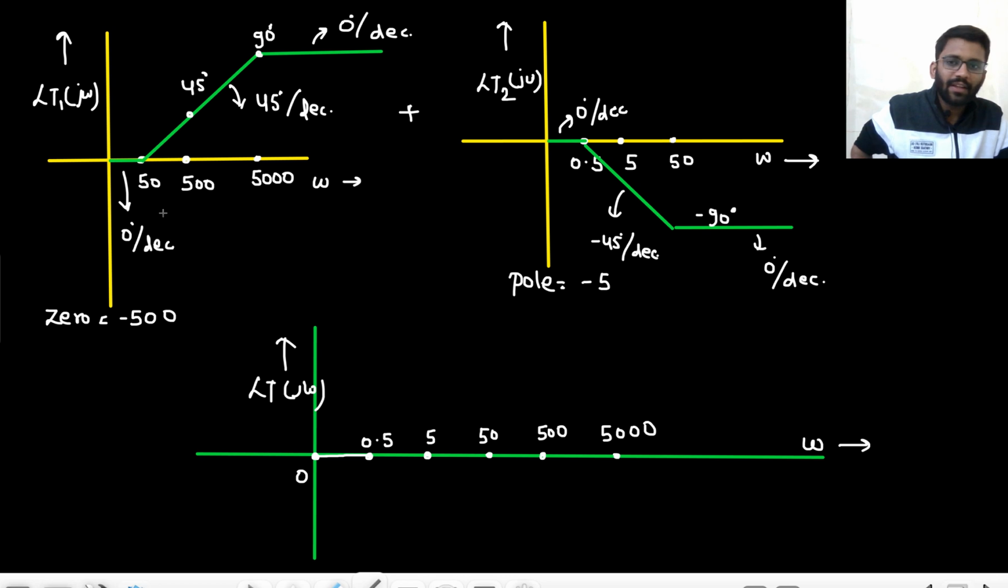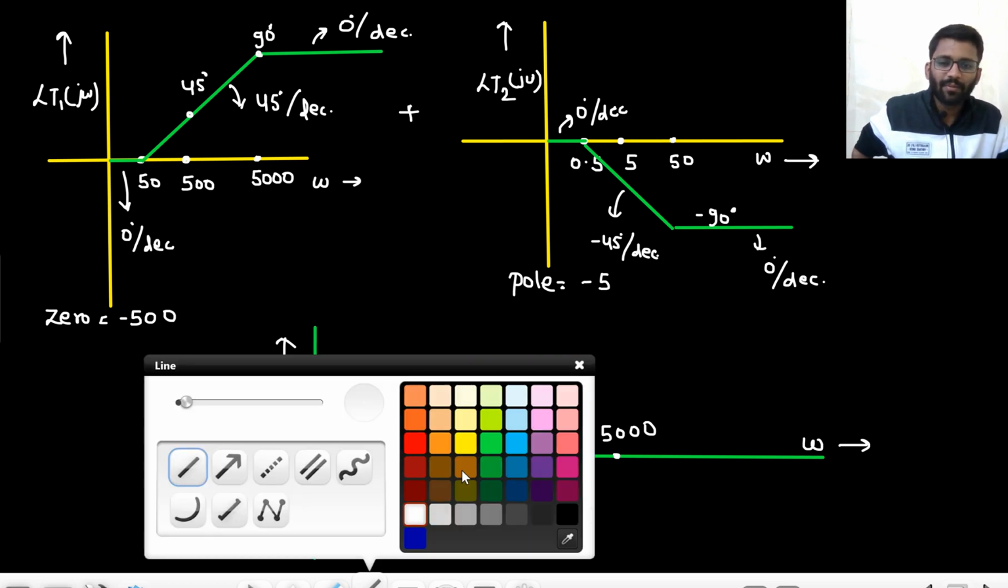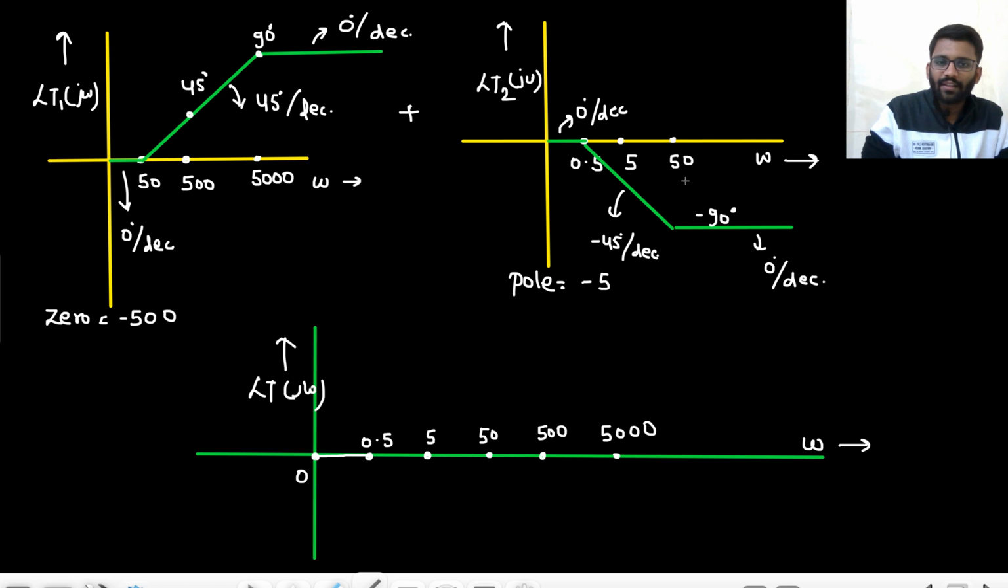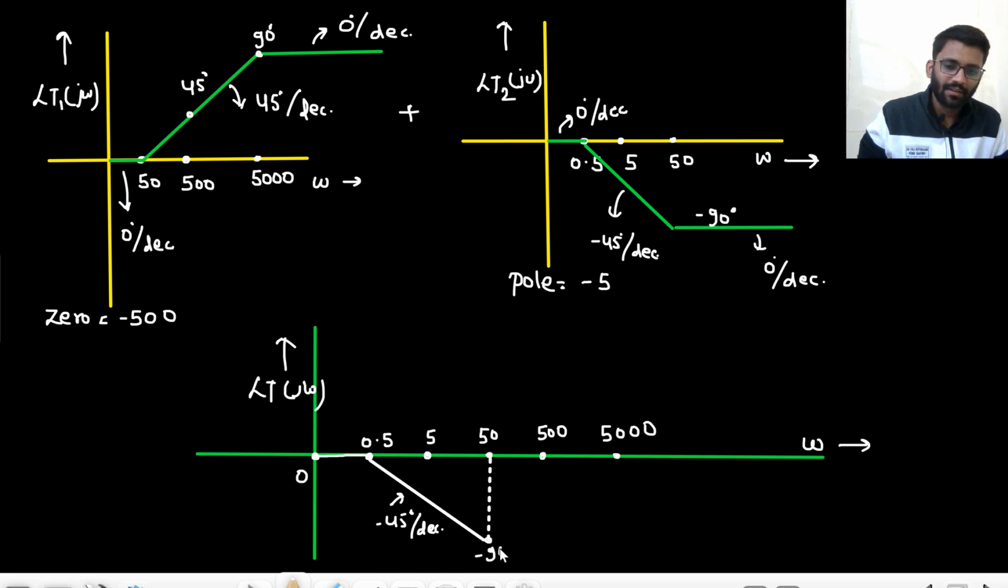So here minus 45 degree, here 0 degree, so eventually it will be minus 45 degree only. Until 50 it will be minus 45 degree, and till 50 it is 0 degree for the other. So this slope is minus 45 degree per decade only. And what will be the value at 50? That will be minus 90 degree. Why is it minus 90? Because here I have minus 90, here I have 0, so it will be minus 90 only. You can also see it by the slope.